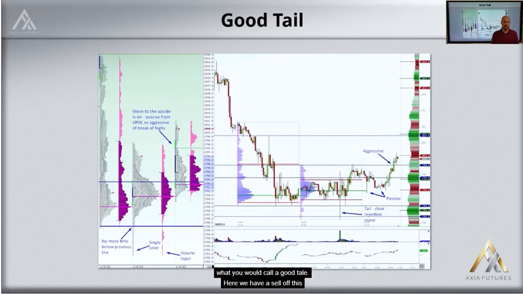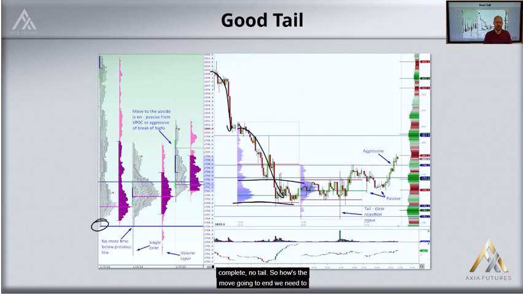This, on the other hand, is what you would call a good tail. Here we have a sell-off. This is an example in gold. Gold sells off, 1 day down, another day down, value put towards the low of the range. That's a pretty decent, strong looking move. Value gets moved down, the move isn't yet complete, no tail.